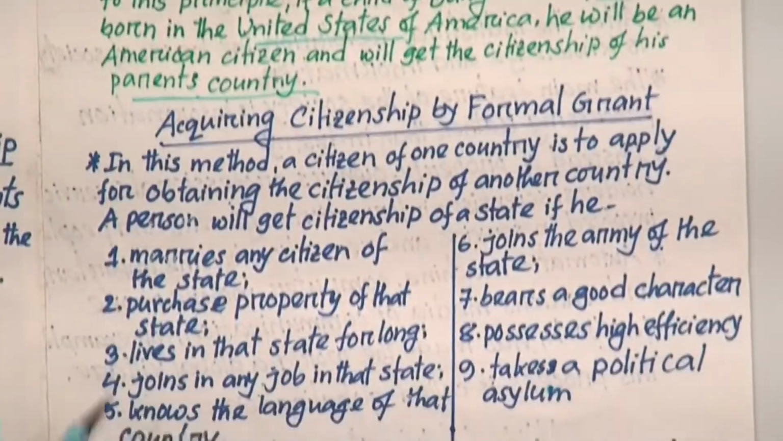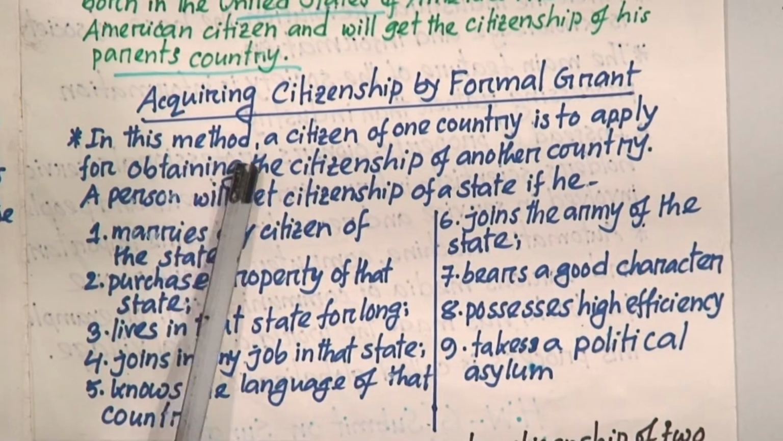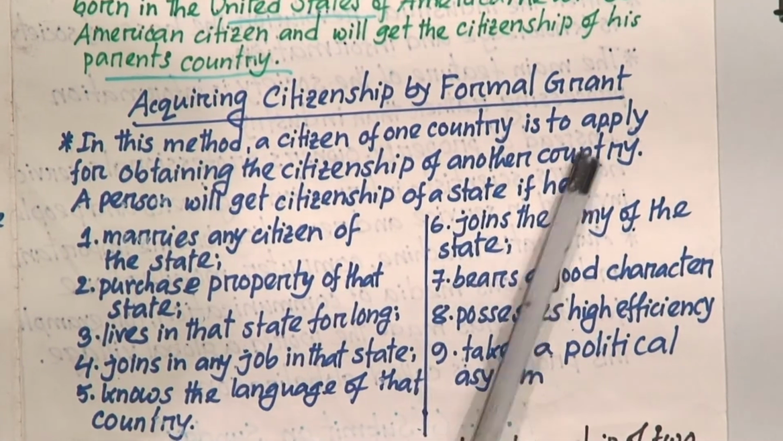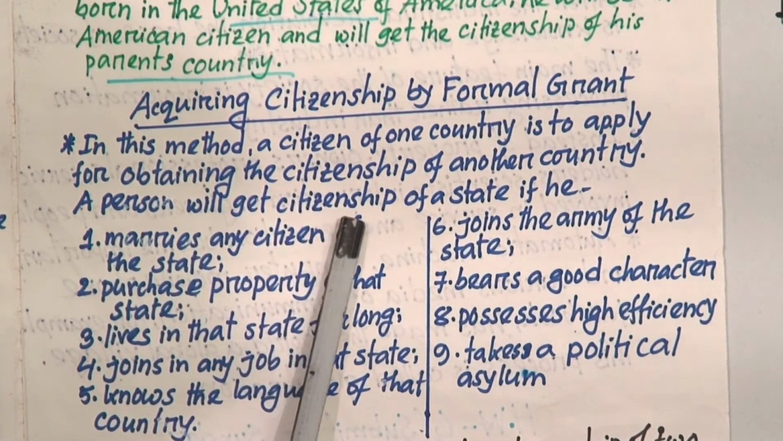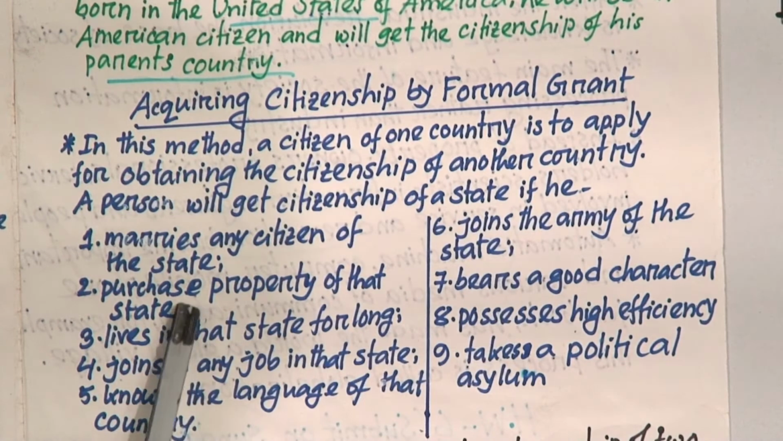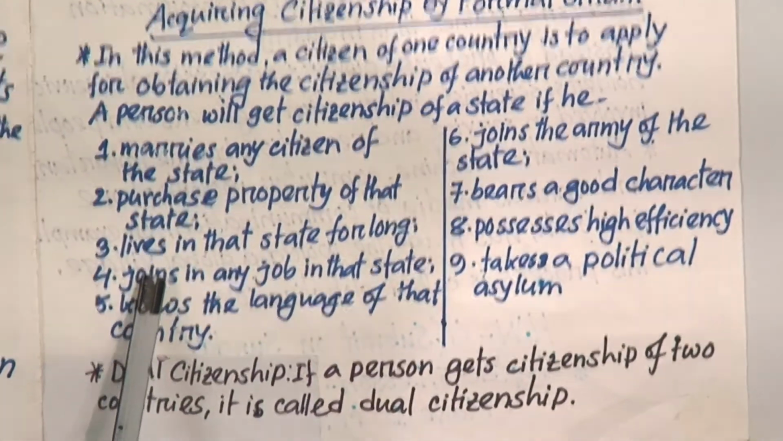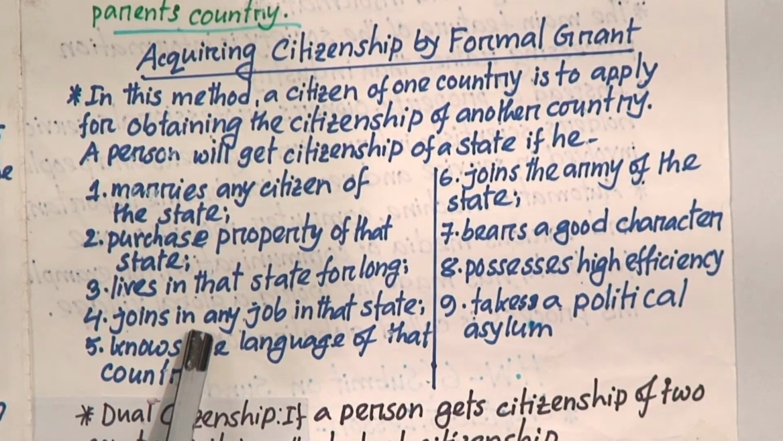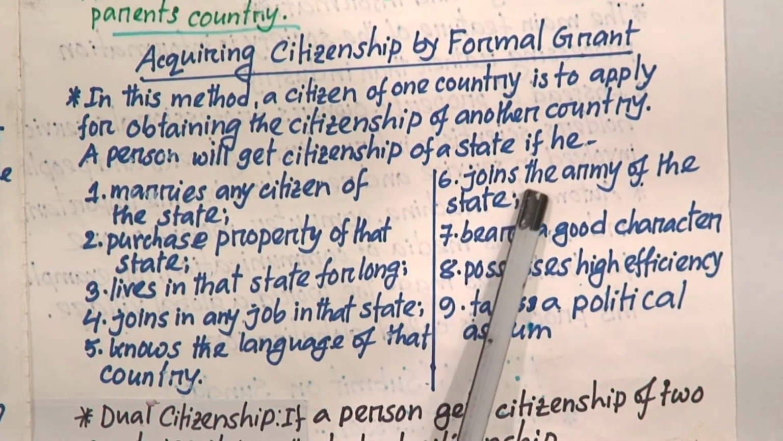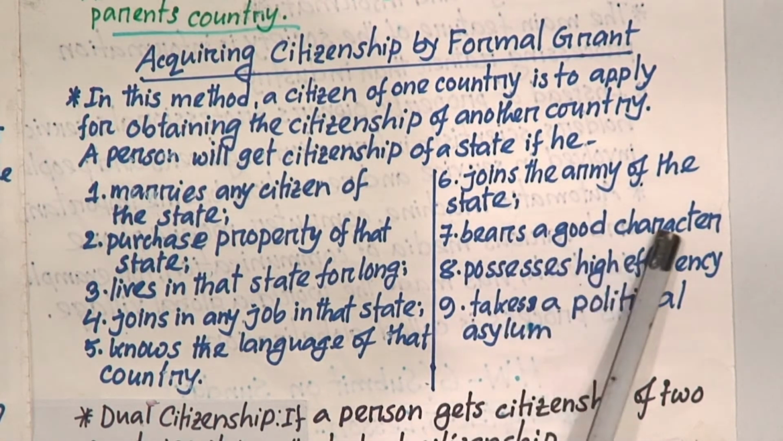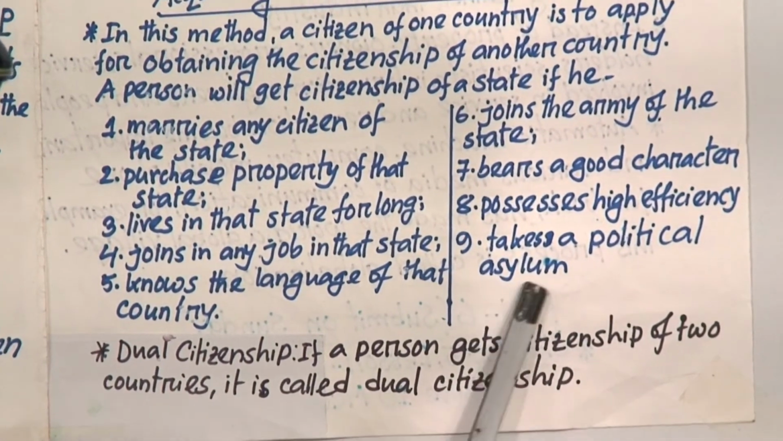The last one, acquiring citizenship by formal grant. In this method, a citizen of one country applies for obtaining the citizenship of another country. A person will get citizenship of a state if he marries any citizen of the state, purchases property of that state, lives in that state for long, joins any job in that country, knows the language of that country, joins the army of the state, bears a good character, possesses high efficiency, or takes a political asylum.